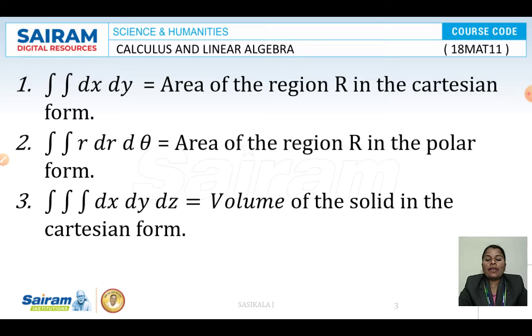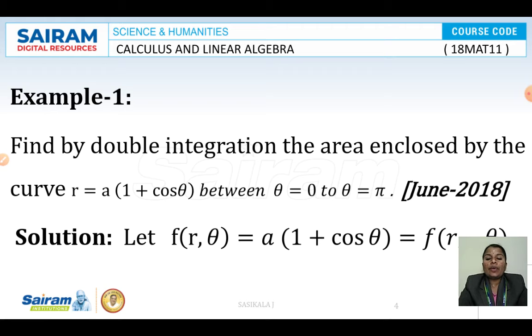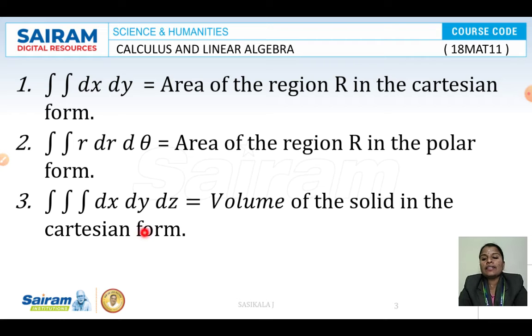Okay, so the formula for finding the area and volume: double integration over the region dx dy is equal to the area of the region capital R in Cartesian form, and then double integration over the region R, r dr d theta, is the area of the region capital R in polar form. Triple integration of dx dy dz is the volume of the solid in Cartesian form. And the same thing you can go with for the volume in polar form, which is r sin theta into dr d theta.